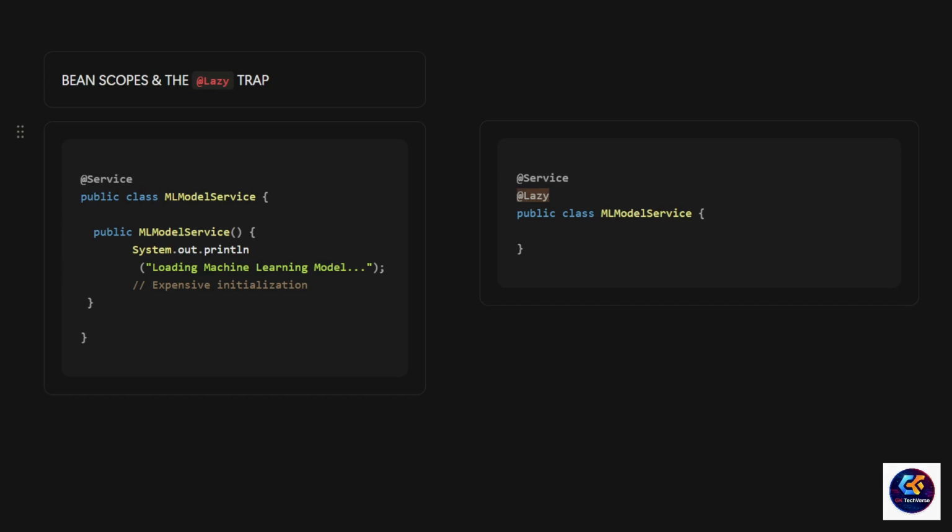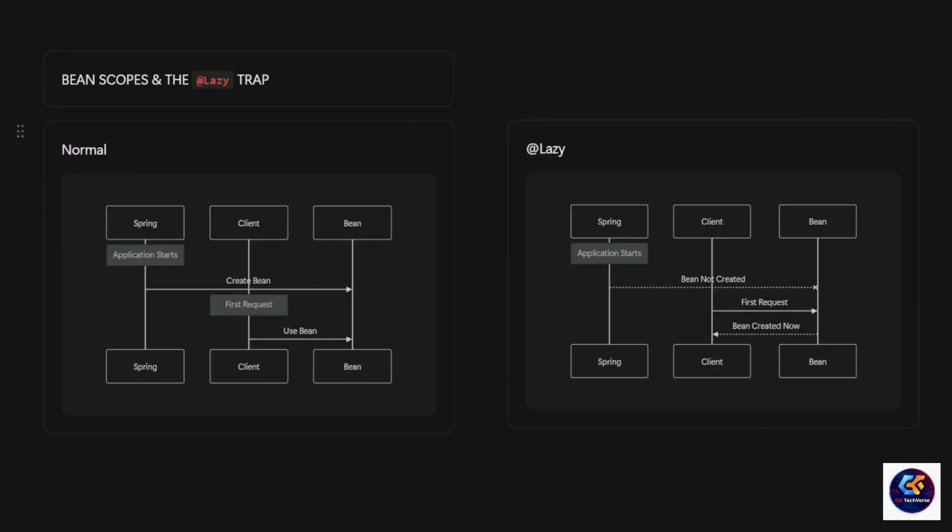Instead, we want Spring to create the bean only when it's actually needed. That's exactly what @Lazy does. Without the @Lazy annotation, the bean is created during startup. With the @Lazy annotation, Spring waits until the bean is actually requested. This can significantly improve startup time, especially for beans that perform expensive initialization. But remember, there is a trade-off. The first request will be slower because Spring has to create the bean before using it.